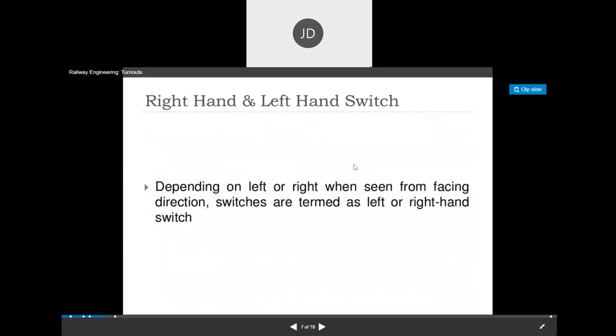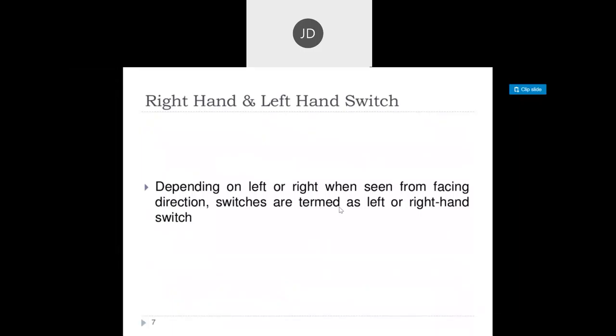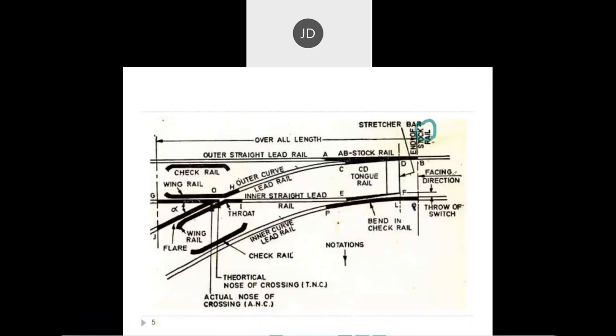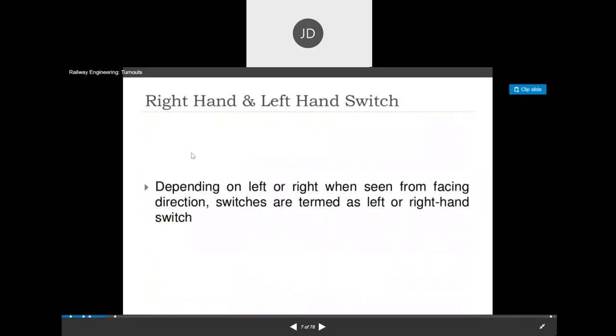So depending on the direction, we have left hand or right hand switches. When seen from the facing direction, switches are termed left hand or right hand. I'll show you in the diagram. Suppose your switch box is in this direction, and if you're standing right here and seeing in this direction, then you can say your switch box is on your right. And if you're standing here, then you can say your switch box is on your left. It's a basic logical thing. So from that point of view, we can say right hand or left hand switch.